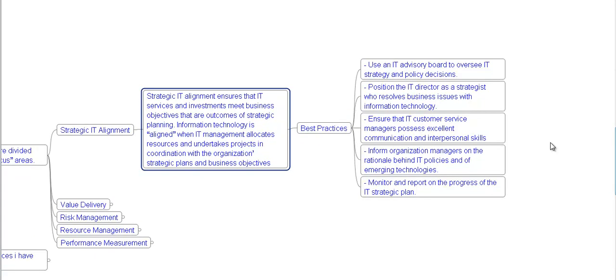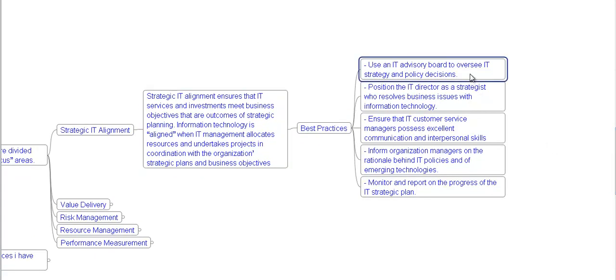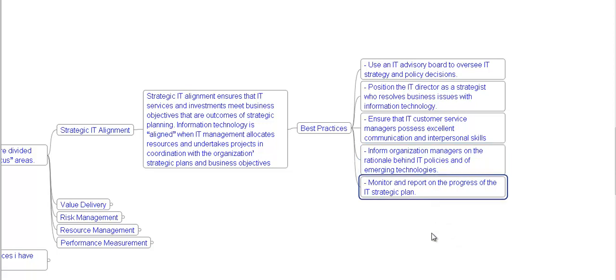Use an IT advisory board to oversee the IT strategy and policy decision. Position the IT director as a strategist who resolves business issues with information technology. Ensure that IT customers service manager possess excellent communication and interpersonal skills. Inform organization manager on the rationale behind IT policies and of emerging technologies. Monitor and report the progress of the IT strategic plan.